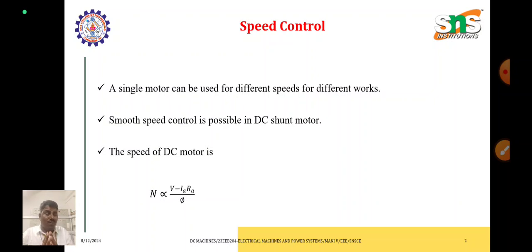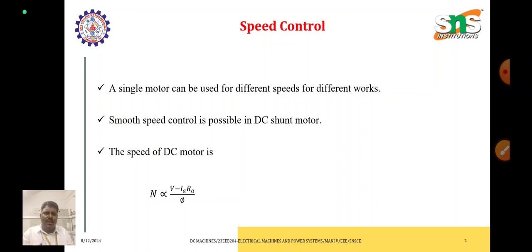The DC motors are very flexible in adjusting the speed. A certain motor can be operated at 1000 rpm, 1200 rpm, 1400 rpm, 1600 rpm. Based on our requirement we are able to vary the speed. So smooth speed control is possible in our DC shunt motor.